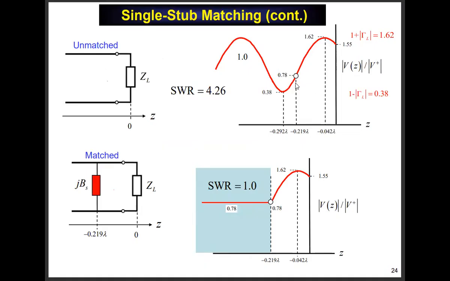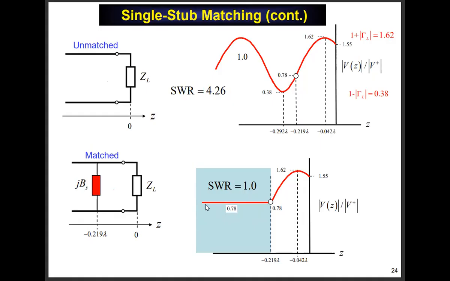So this part hasn't changed, right? But now here's the stub. Shown here is just a circuit element, but it's really the stub. And then the voltage all the way to the left, going all the way back to the generator, is perfectly flat at a level of 0.78 on this normalized voltage scale. No ups and downs, perfect flat line. In other words, SWR is 1, exactly what we want. In other words, a perfect match system, right?